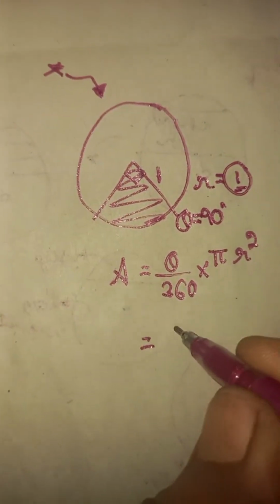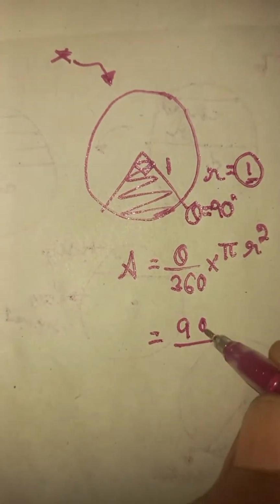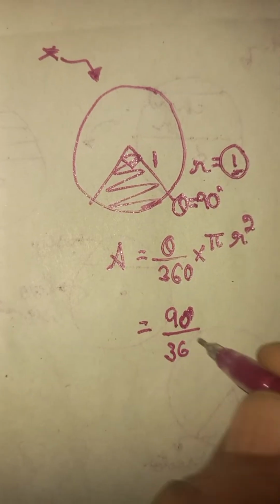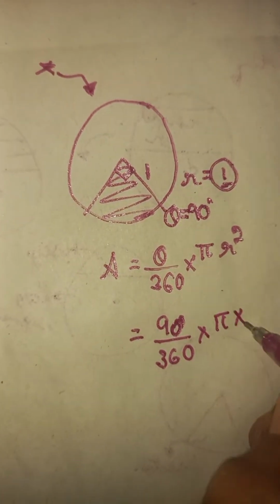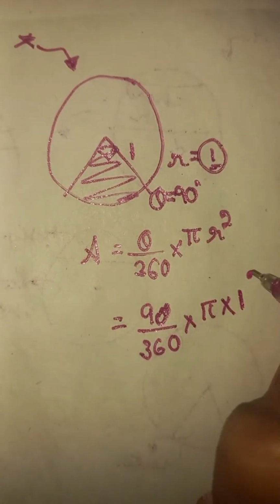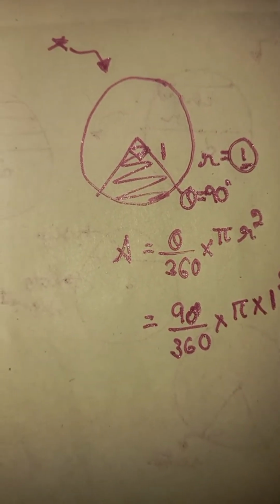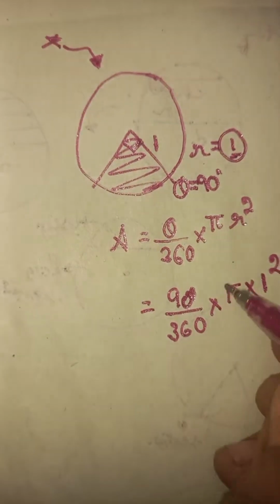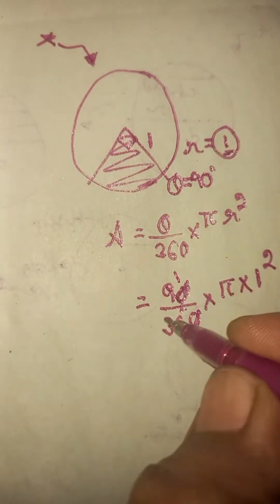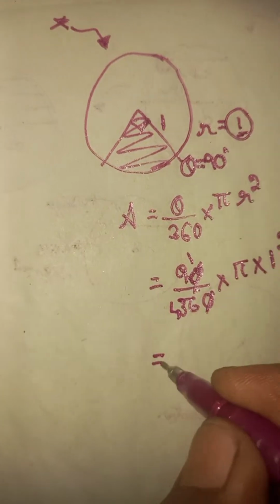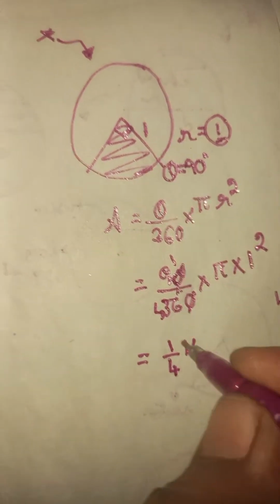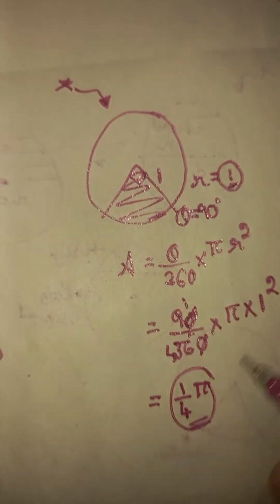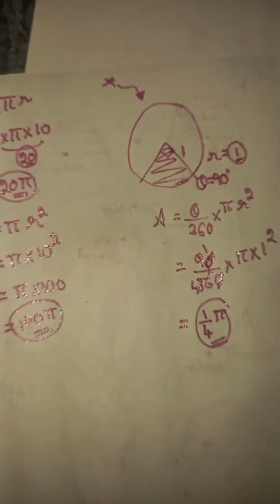Now you're going to get it as 90 by 360 times pi times radius 1 square. 1 square remains as 1 times 1. So this 90 by 360 you can cancel zeros, 9 1 times, 9 4 times. This gives rise to 1 by 4 times pi square units is the area of this shaded region.